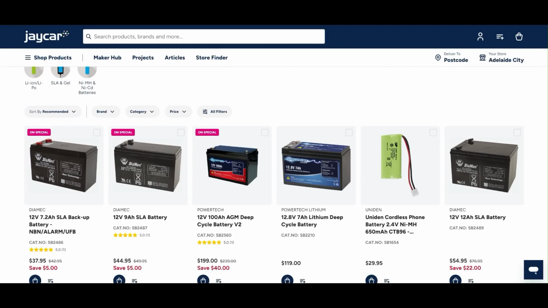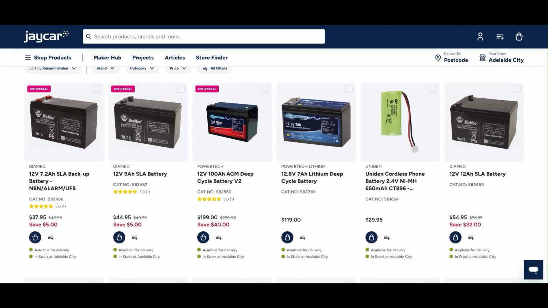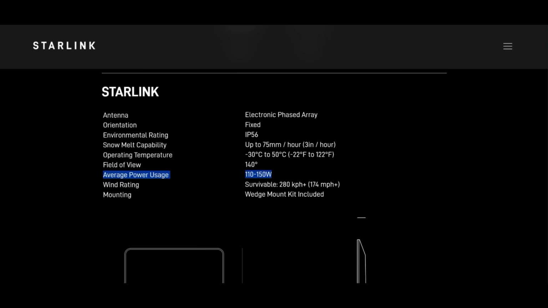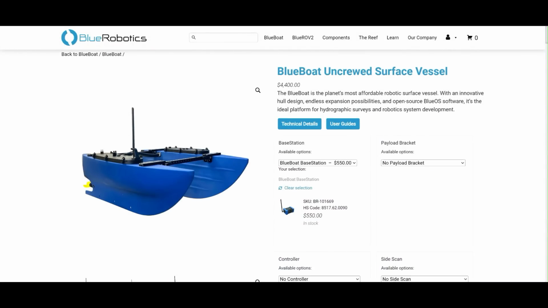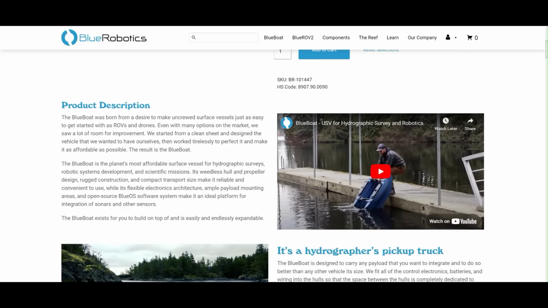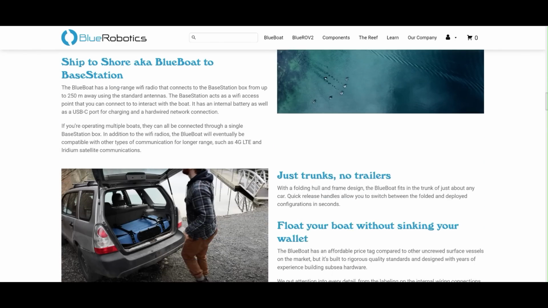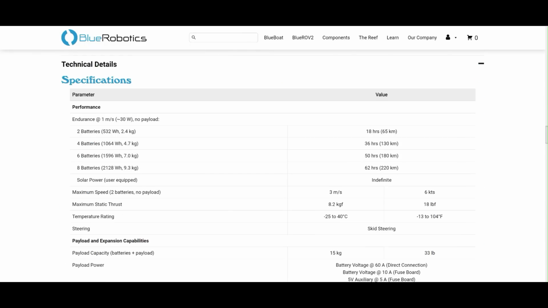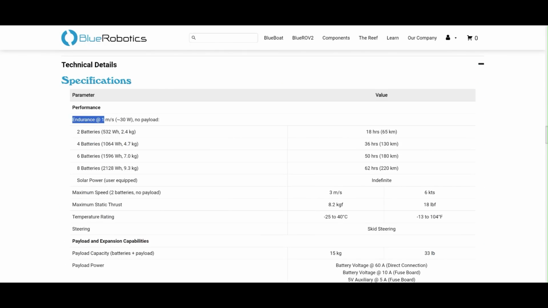Next up, to select a battery. Let's assume the Starlink is drawing 120 watts. To get a ballpark for motor power usage, let's look at the Blue Robotics Blue Boat, which is roughly a similar size to what I expect this boat to be. At 1 meter per second cruise, they state it consumes roughly 30 watts. So that's 150 watts total for the Starlink and the motors.